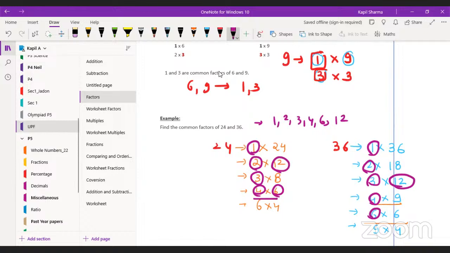Is this clear, guys? Quickly give me a thumbs up or respond in the chat box. Okay, Devika. Revat?